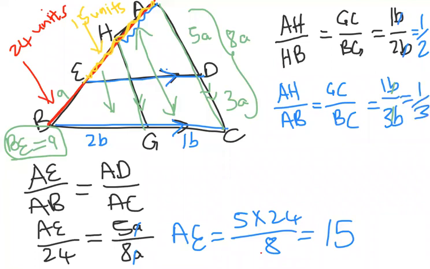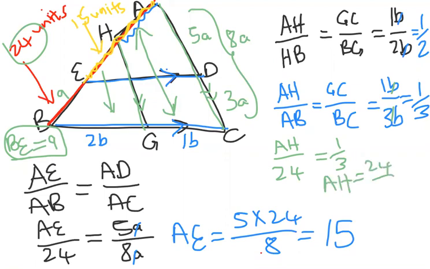And the reason I'm using this is because AB is given. That's 24 units. And now all of that is equal to 1/3. And now we can just work out the AH, which is 24 divided by 3. That will give you 8. So AH is equal to 8. So that's this. AH over here is 8.